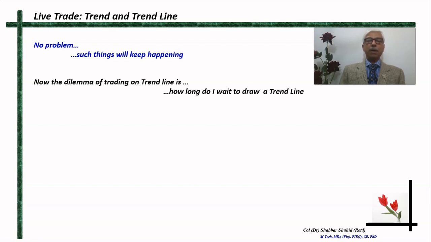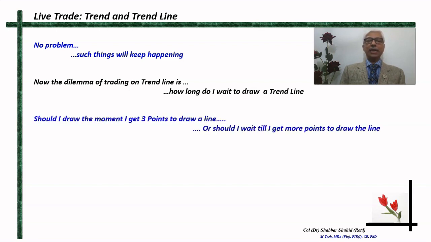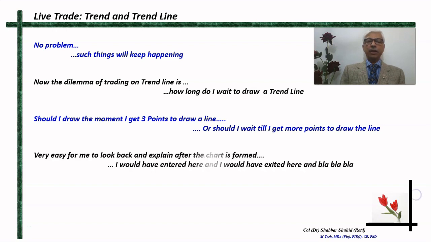Now the dilemma of trading on a trend line is how long do I wait to draw a trend line. In this case, the moment I got 3 points which I could join, I made a line considering it to be an uptrend. But how long do I wait? Should I draw the line the moment I get 3 points, or should I wait to get more points and get more clarity?